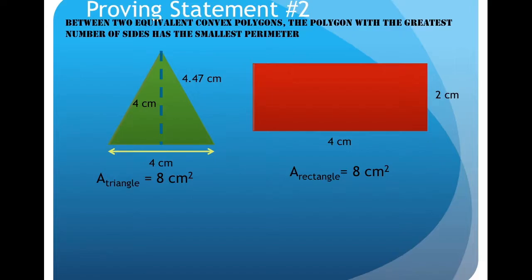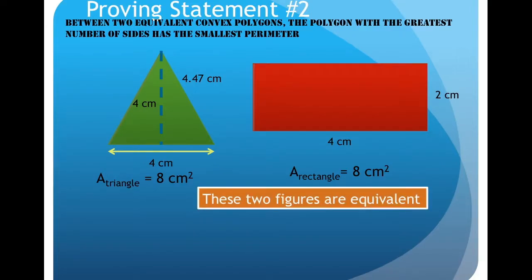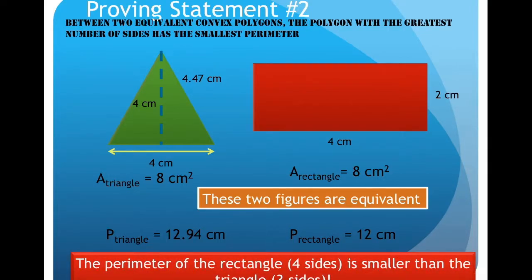If you do the area of the triangle, base times height divided by 2, and you do the area of the rectangle, you also get that they're both 8 centimeters squared. So they're equivalent. Now, let's talk about the perimeter. The perimeter of the triangle is 12.94 centimeters, whereas the perimeter of the rectangle is 12 centimeters. Therefore, the rectangle, because it has 4 sides, has a smaller perimeter than the triangle, which only has 3 sides.